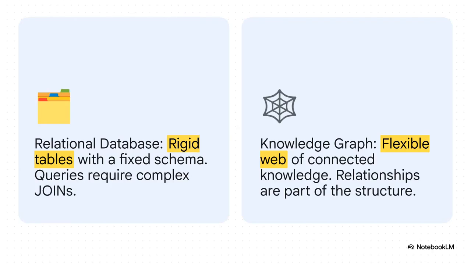You know, this is a huge leap from how we used to store data. Traditional databases are like these really rigid spreadsheets. They store raw data in tables, and if you want to find a connection between different tables, you have to run these complex queries. But with knowledge graphs, they're flexible. They're like a web. The relationships aren't something you have to hunt for. They're baked right into the structure itself. It makes finding connections incredibly fast and intuitive.